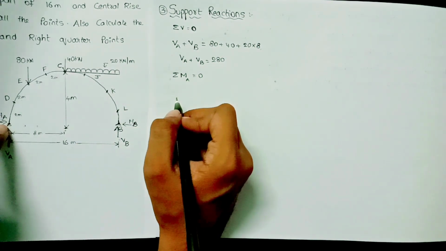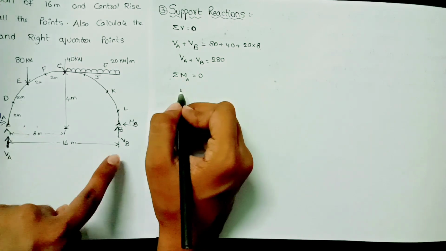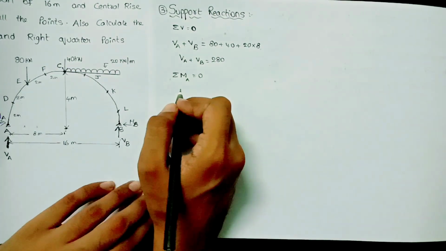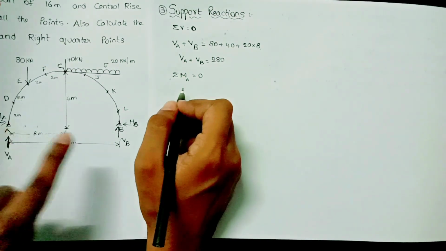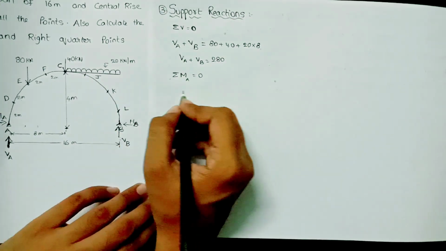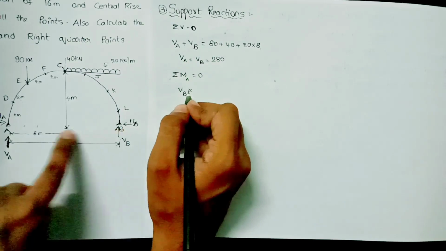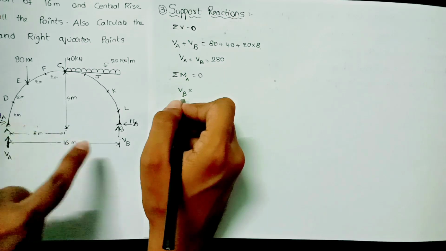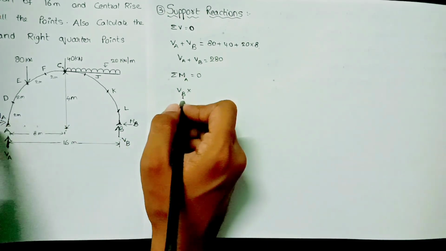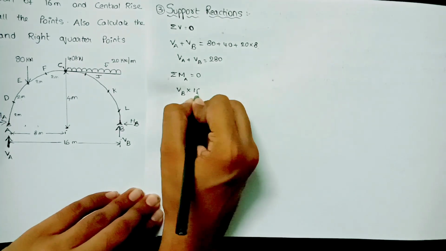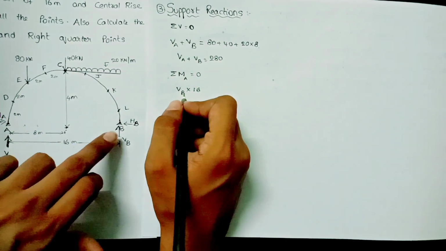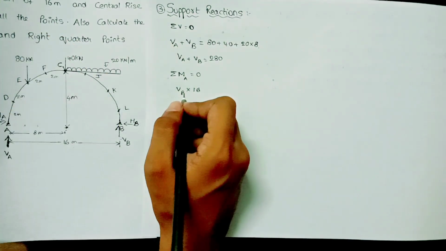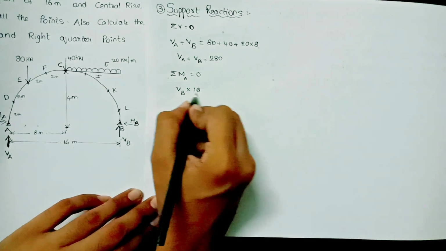If I take the moment about this point A, coming from the right side, the first reaction is VB. VB into this perpendicular distance. In order to calculate the moment, we have to multiply the load into perpendicular distance. Load means reaction. VB into perpendicular distance is 16 meters, that is total span. This reaction is moving the arch in upward direction. It is a sagging moment, so it is positive.